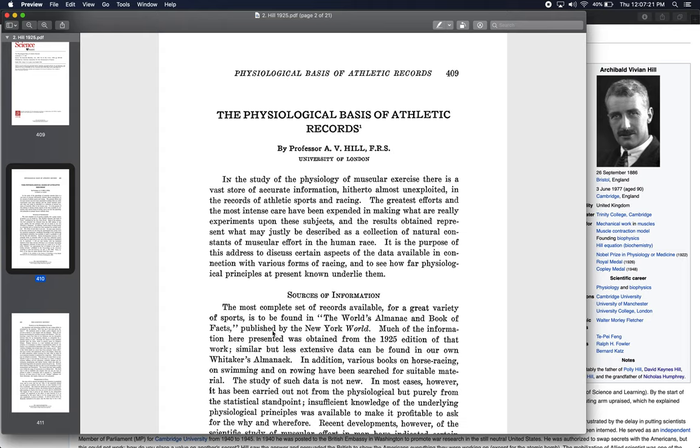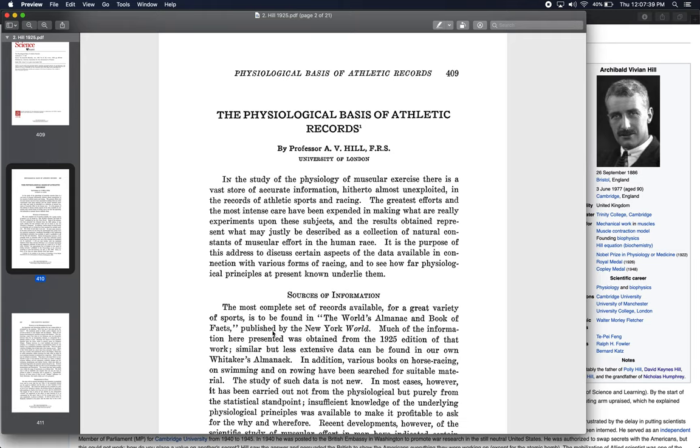Paper number two in our series on sprinting biomechanics is an oldie. This is, I think, the oldest paper that we will cover in class, published in 1925. So not quite 100 years old, but coming up on 100 years old, this paper, titled The Physiological Basis of Athletic Records.